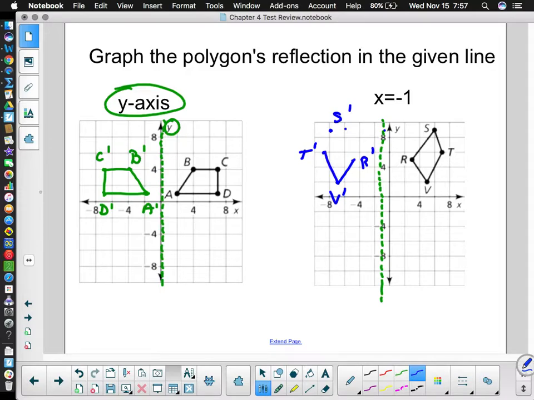And we connect our dots. It's pretty easy to do as long as we're careful, one point at a time. Connect the dots when you're done.